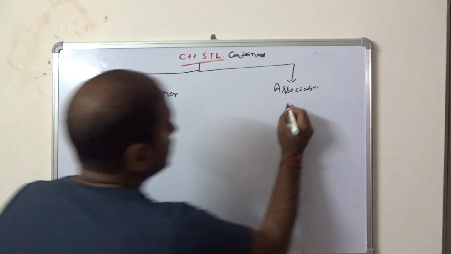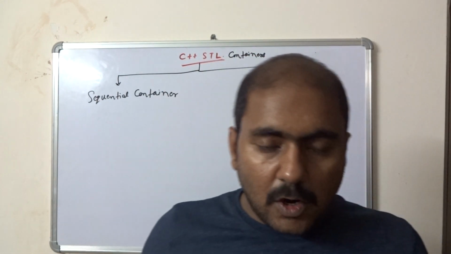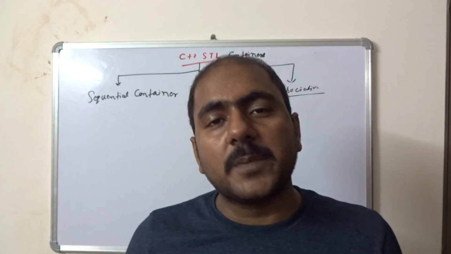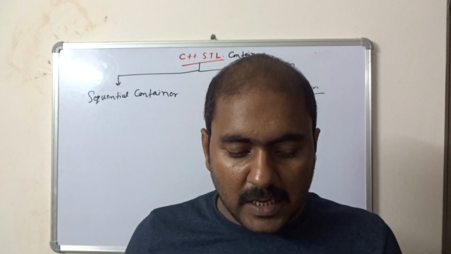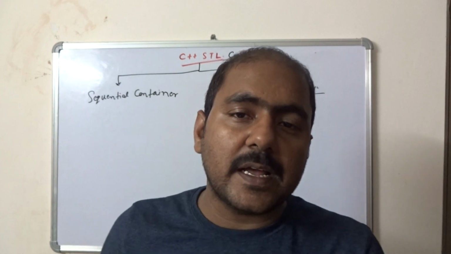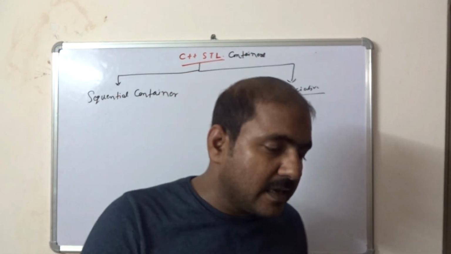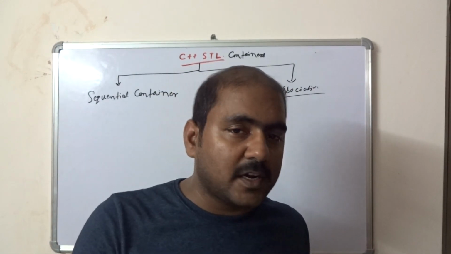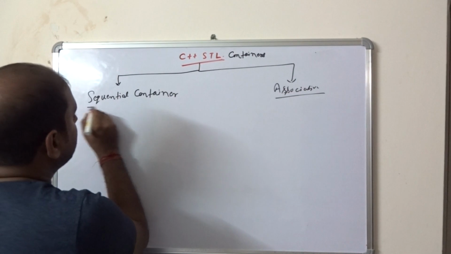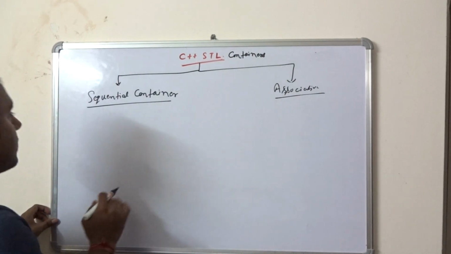An associative container is something where the order of the elements will be changed. So if you print an associative container, it will not print in the same order in which you inserted data into the container. That is the associative container. The order in an associative container is decided by the container, not by the user. Now I will first describe the sequential container, then I will move to the associative container.